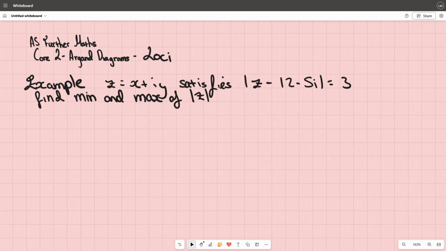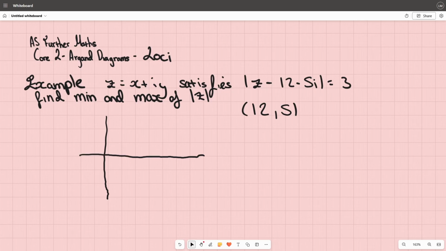Okay, so now we have an example where we have the complex number z equals x plus iy, and it satisfies the magnitude of z minus 12 minus 5i is equal to 3. So we have a circle, and we know the center of that circle is (12, 5). Okay? So now I'm going to sketch this.